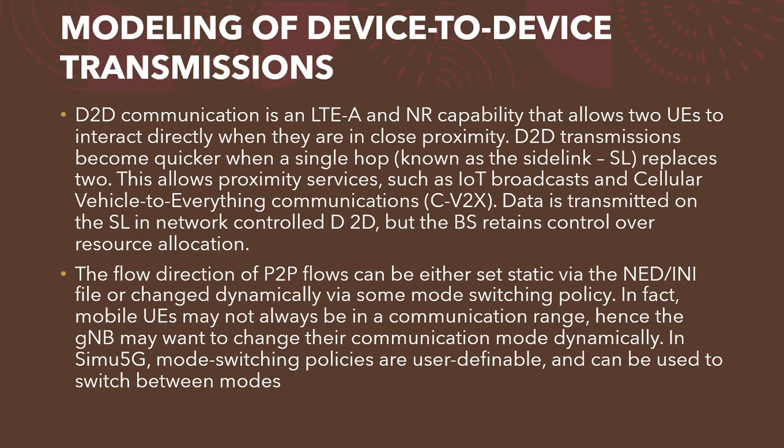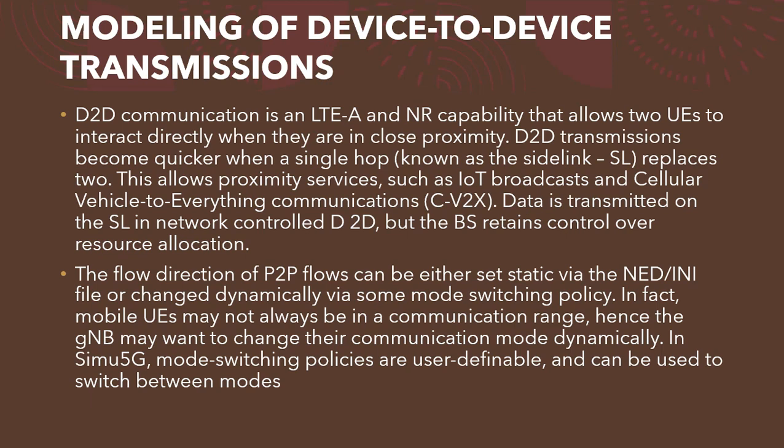Modeling of device to device transmissions. D2D communication is an LTE and NR capability that allows two UEs to interact directly when they are in close proximity. D2D transmission becomes quicker when a single hop, known as the side link SL, replaces two. This allows proximity services such as IoT broadcast, cellular vehicle to everything communication, C-V2X.